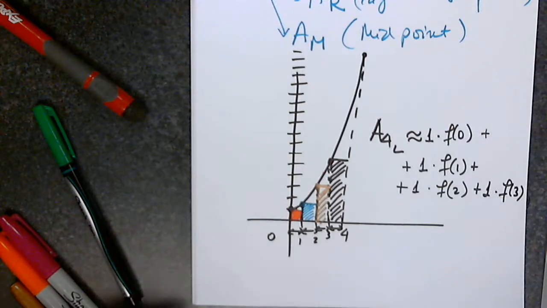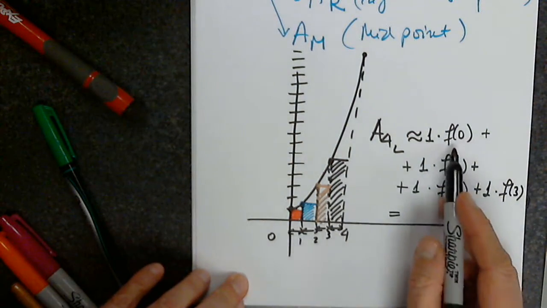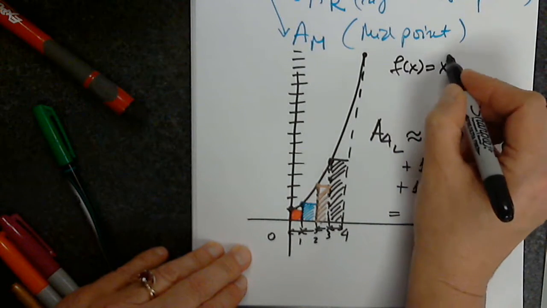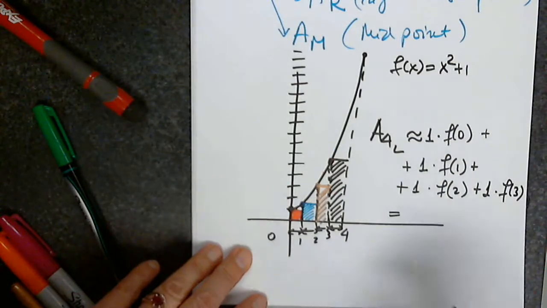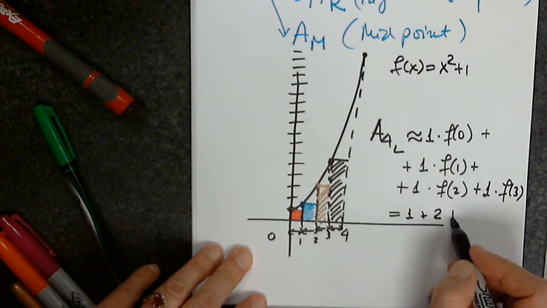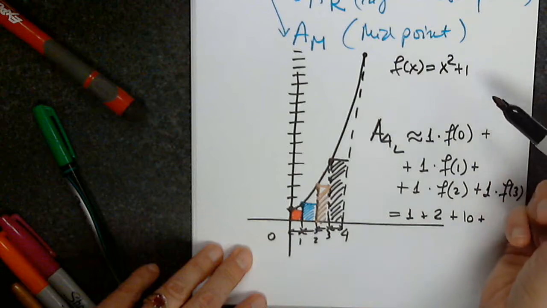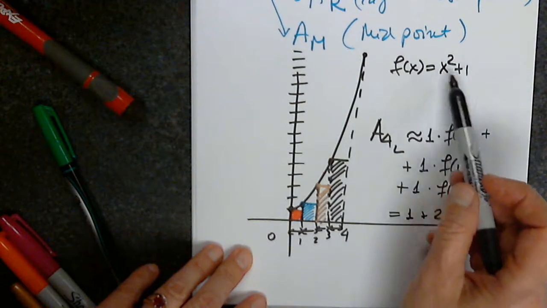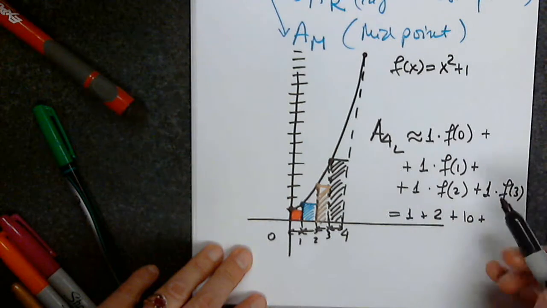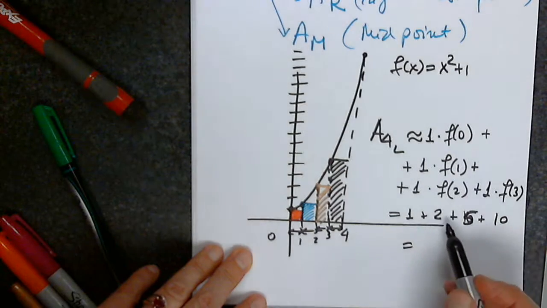I will factor out the 1 from all of them. So then I will have f of 0. Remember the function was x squared plus 1. So f of 0 will be 1, plus f of 1 will be 2, plus f of 2 will be 5, plus f of 3 will be 10. So this will be 18.